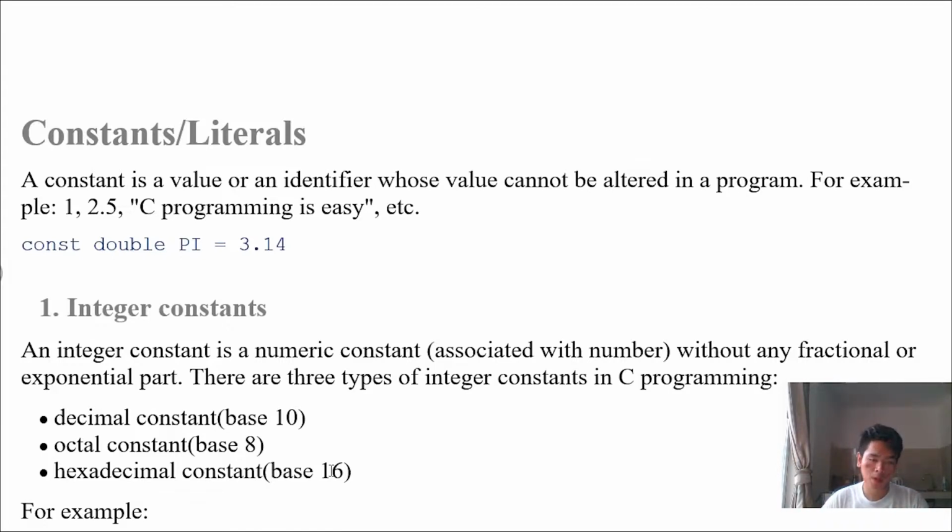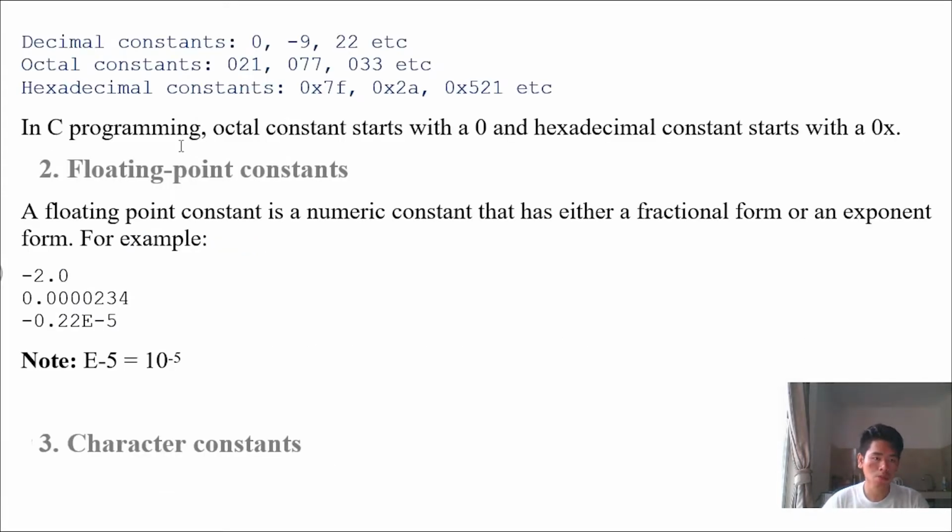So here are the examples. For decimal constants, you have 0, minus 9, 20, and octal 0, 21, and a hexadecimal constant, which starts with 0x, 7f. For octal and hexadecimal constants, there are two rules that you have to follow if you want to declare them. For octal, you have to start with 0, and then you can add any number that is lower than 8. And for hexadecimal, it always has to start with 0 and x.